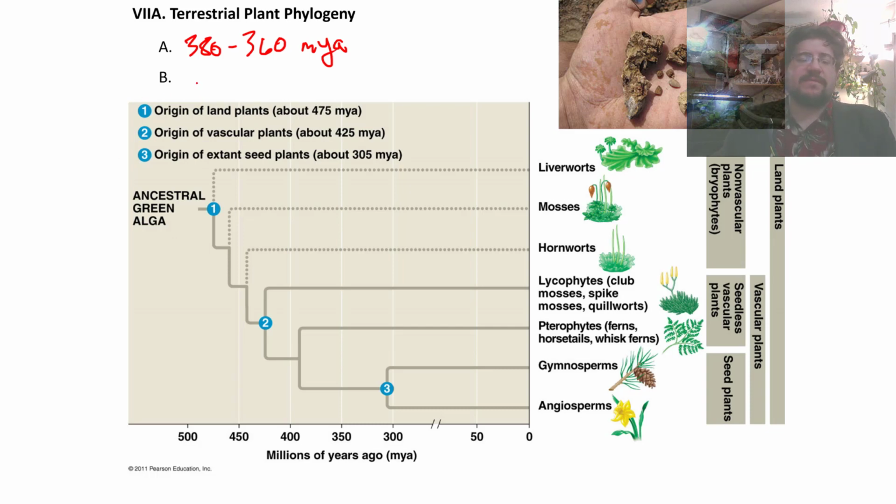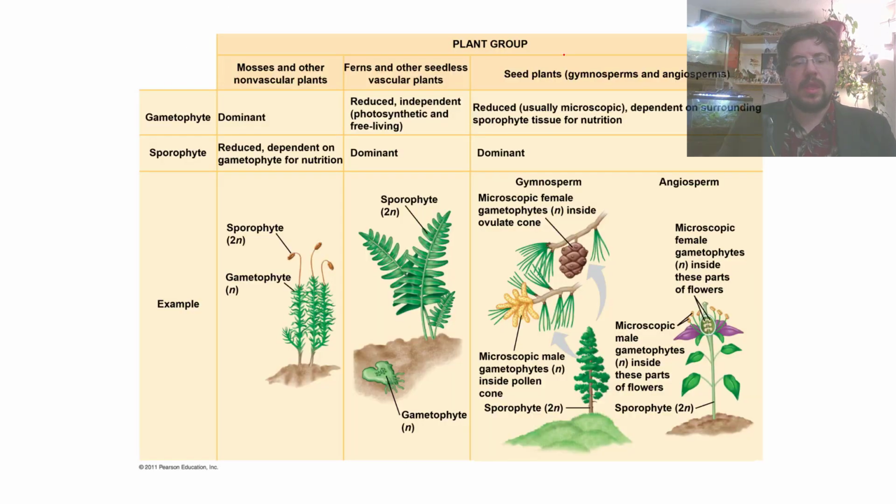The terrestrial plant phylogeny is broken up into two distinct clades: the clade of the Gymnosperms and the clade of the Angiosperms. So these are both seed plants. Just a quick review of the plant life cycles, alternation of generations, right?